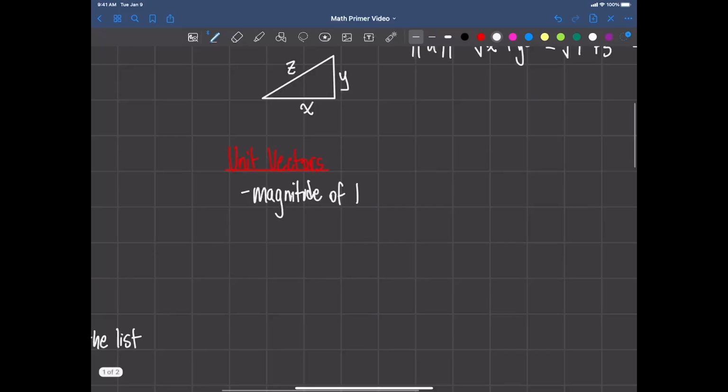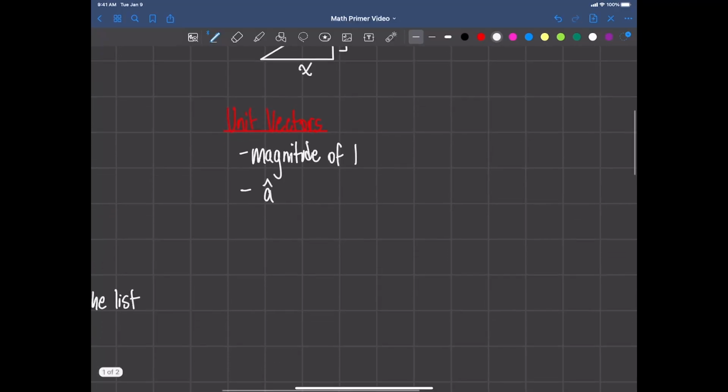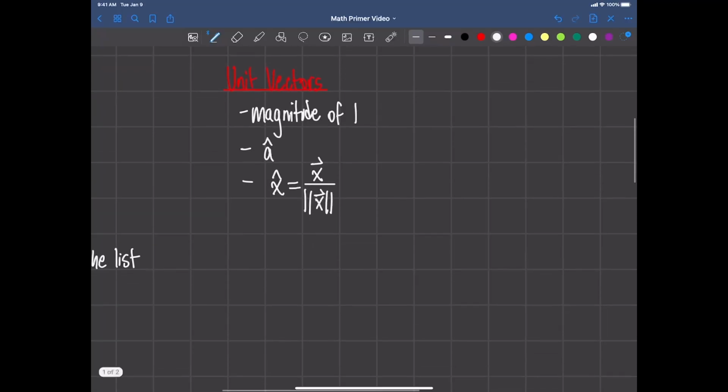They're denoted with a caret or a hat, like this. The unit vector A is denoted with a caret or a hat. To calculate the unit vector of another vector, we do x hat is equal to the vector x divided by the magnitude or the length of x. You're basically squishing it down by its length, dividing it by its length, so you get the same direction but with a magnitude of 1.